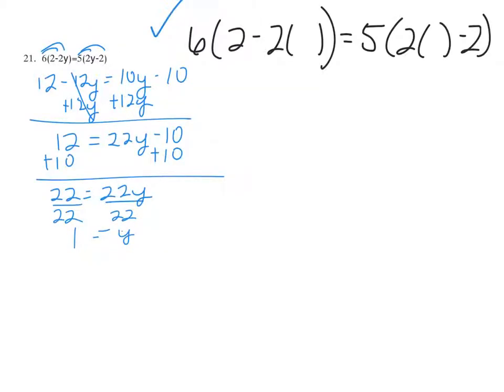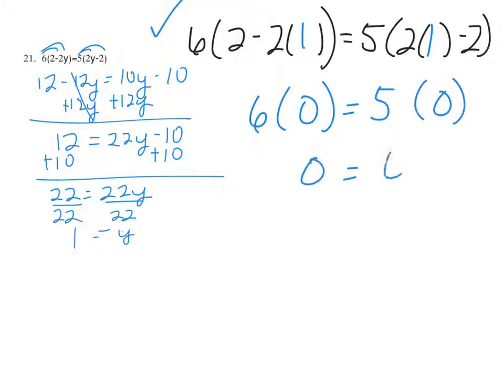Next step, substitute 1 in for y in our original equation. So I have 6 times 2 times 1 is 2, 2 minus 2 is 0, I think we can handle that, equals 5 times 2 minus 2 is 0, 0 equals 0, sure enough, so 1 was the answer.